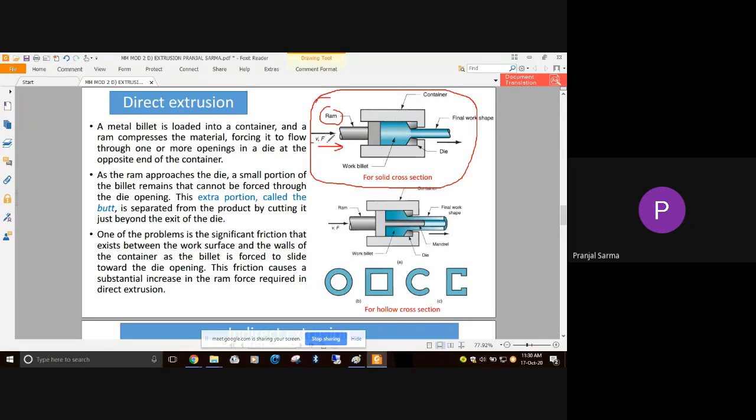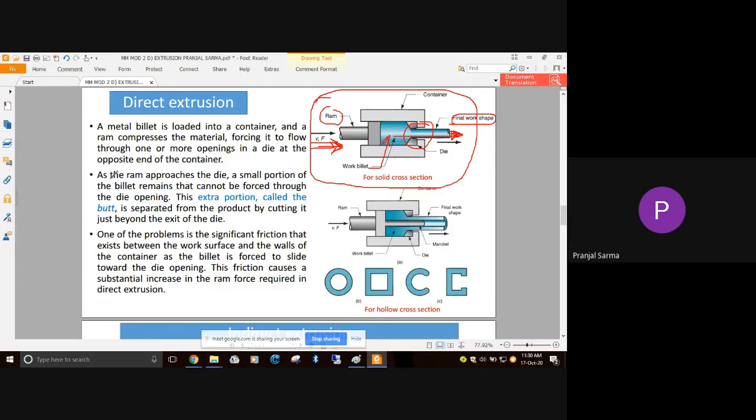In this figure, you can see the ram is on this side, and we are compressing from this particular side. We have the work billet here, and the die here, and this is the die opening. While we are applying compressive force here, the work metal has nowhere else to go, and the only option is to come out from this particular side. That is the normal physics. In these cases, the direction of ram travel and the direction in which the final work comes out are both the same, so it is known as direct extrusion.